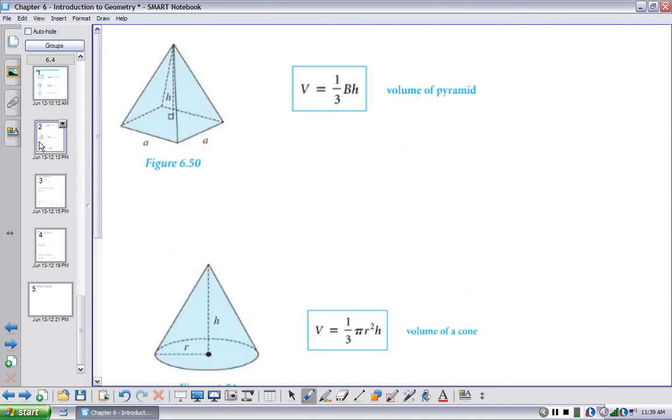The volume of a pyramid is 1/3 times B times H, where B is the area of the base. Okay? Where B is the area of the base. And H represents the height. This base here looks like it's square, but it could be a rectangular base, so the area of the base.